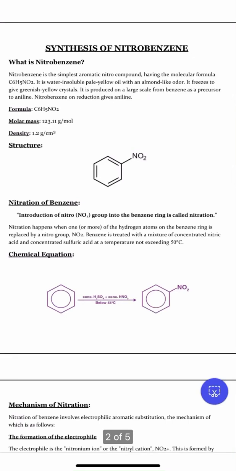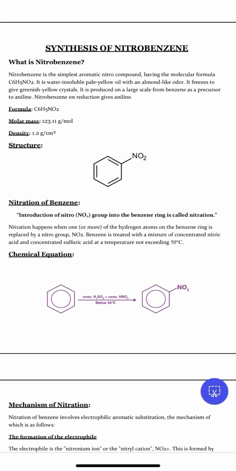Hello people, good evening. Today I'll be discussing the synthesis of nitrobenzene. It is basically an experiment, but before talking about our experiment, I just want to let you know some certain details, like what is nitrobenzene. As the name itself shows, it is a compound which contains a nitro group on a benzene ring.